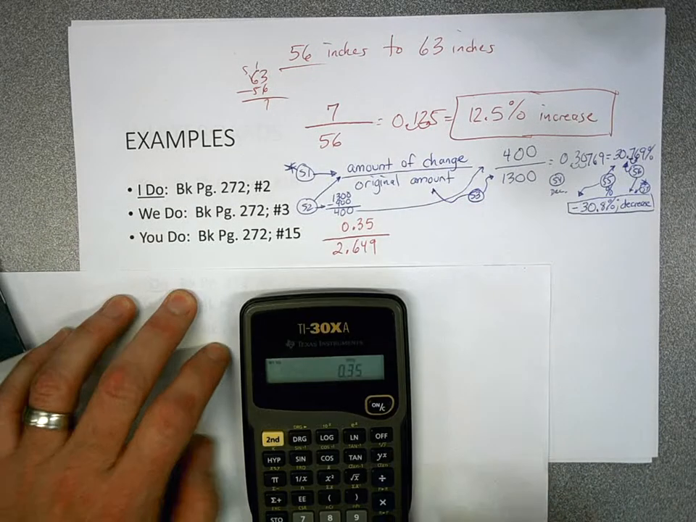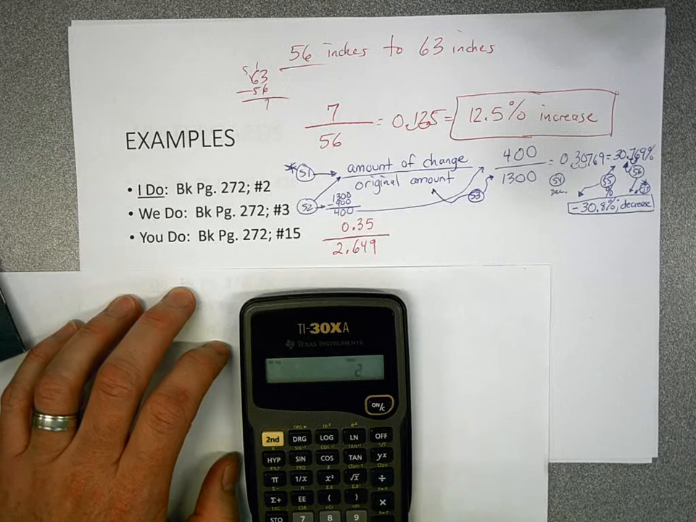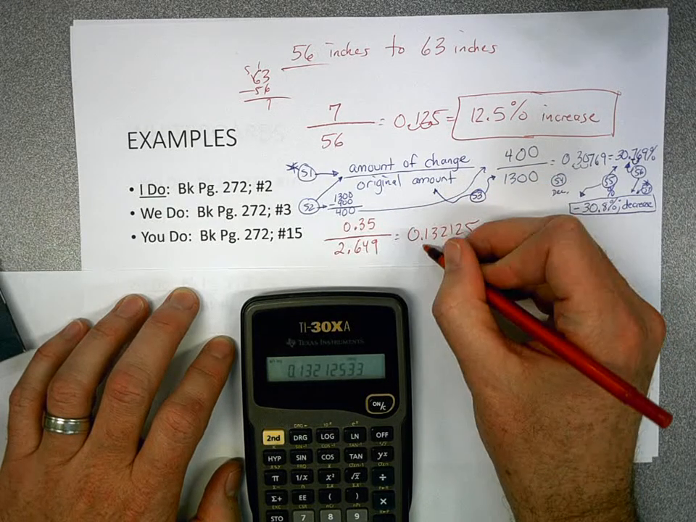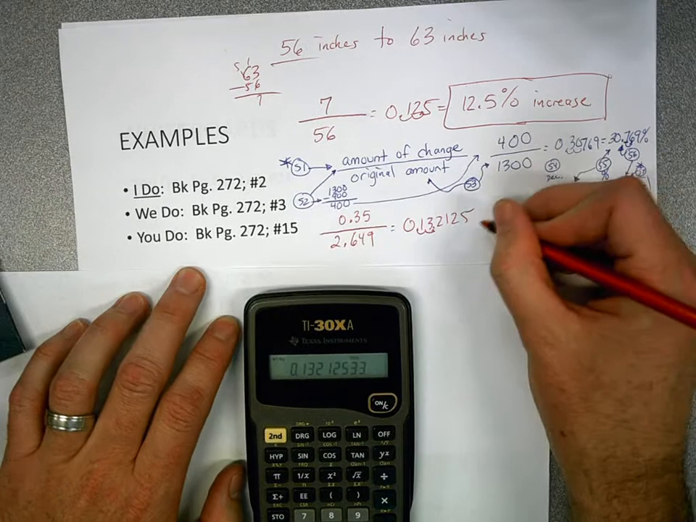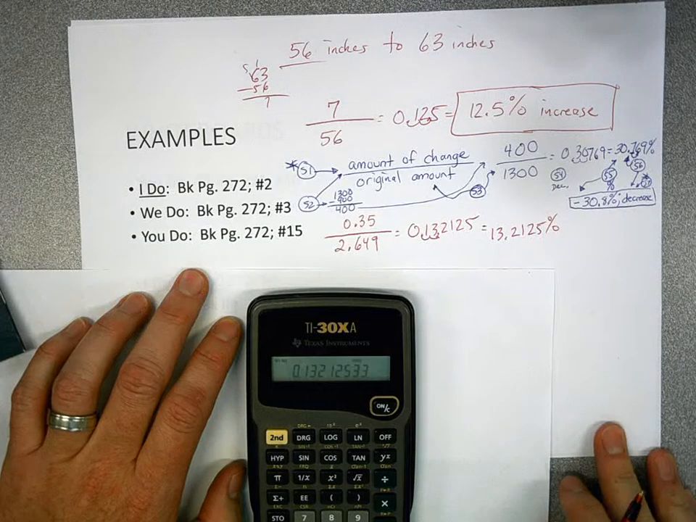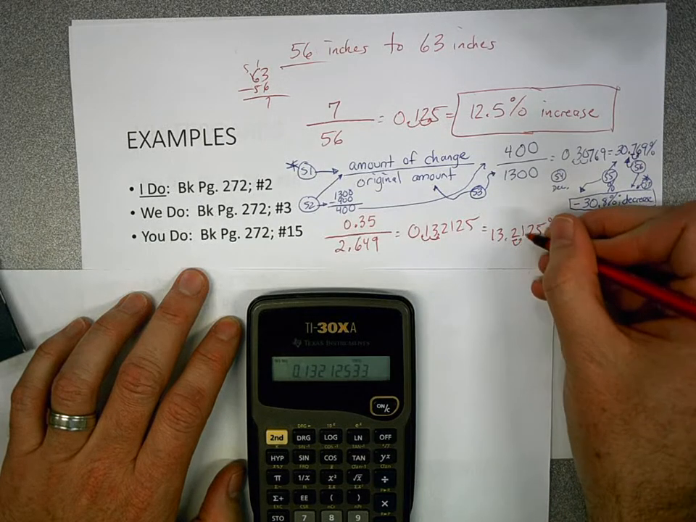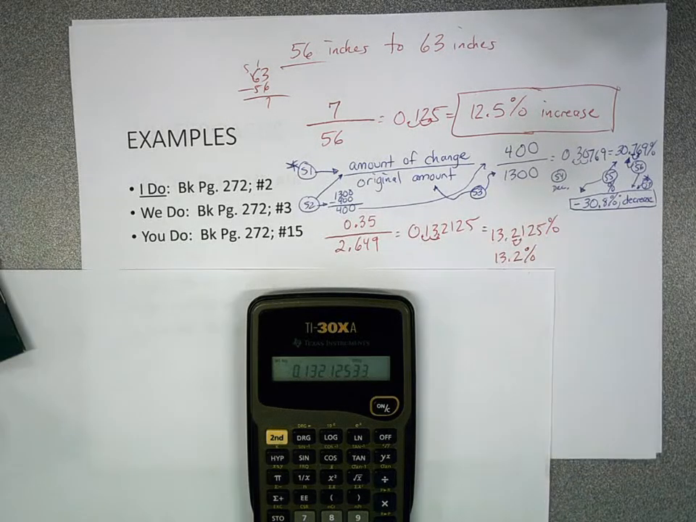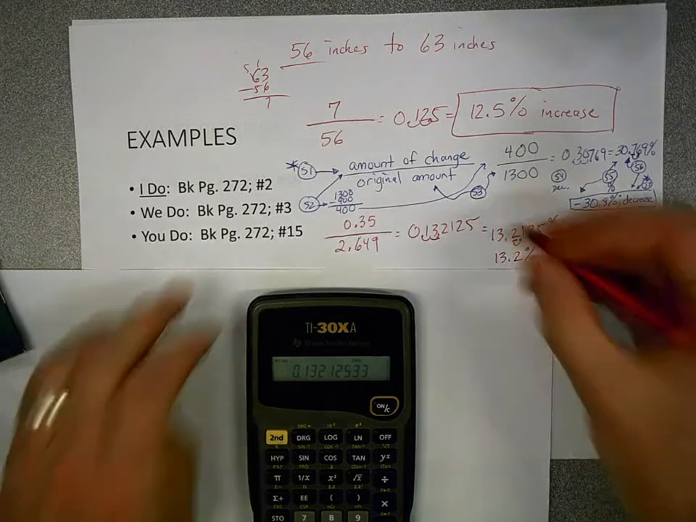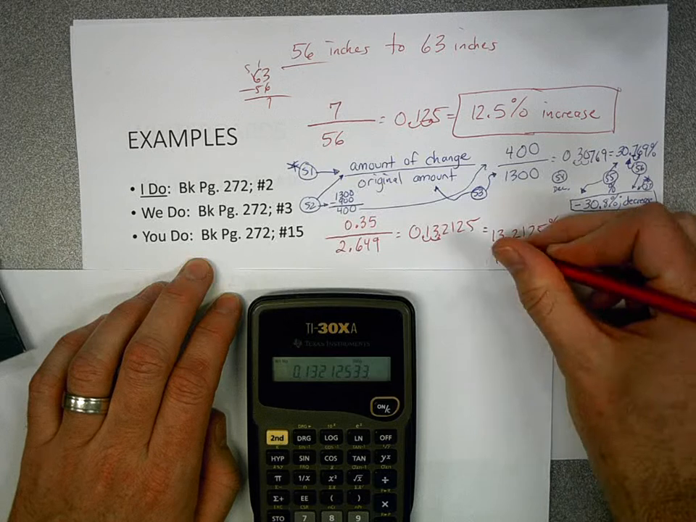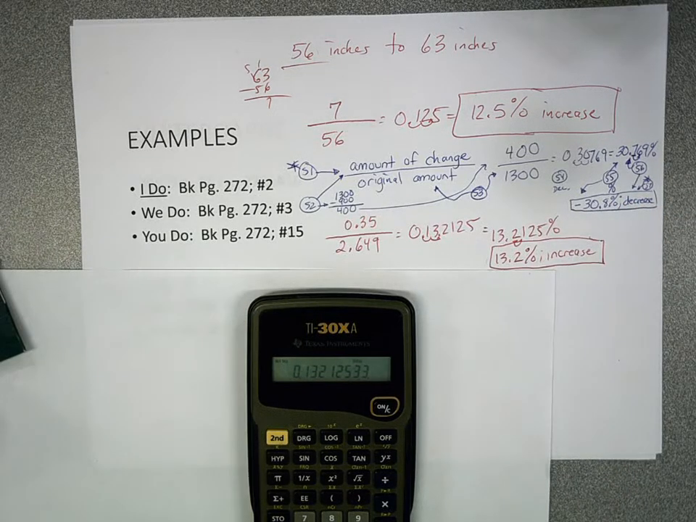So I go ahead, take that, divide it by that, and I'm going to get a decimal, 0.132125. I'm going to move it over 2 times to the right to get my percent, which is 13.2125%. And if I round it to the nearest tenth, I'm going to go ahead and look here. 1 makes a 2 stay the same, so it's 13.2%. And if I take a look, it increased. So I don't need to worry about putting a negative here, but I will put the word increase. 13.2% increase. All right, questions?